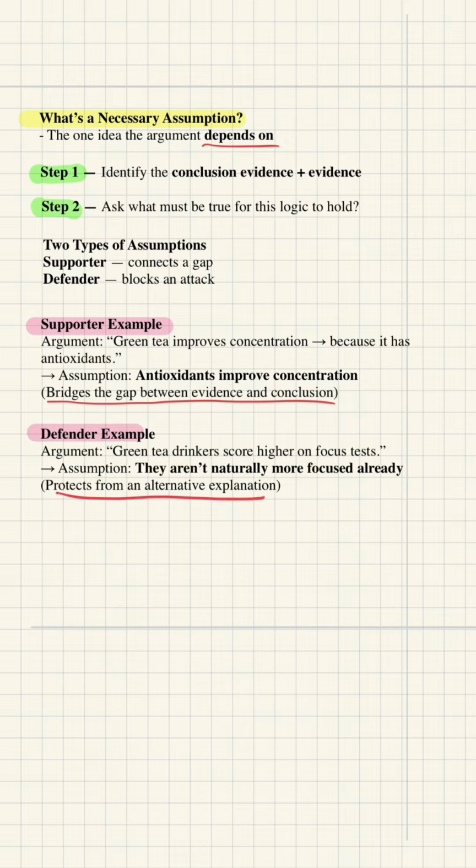For a defender assumption example, imagine a different argument. Drinking green tea daily improves concentration based on a study showing that people who drink green tea score higher on focus tests. Here, the argument could fall apart if those people were just naturally more focused to begin with. So the assumption is that green tea drinkers aren't already more focused than everyone else. That assumption defends the argument from an alternative explanation.